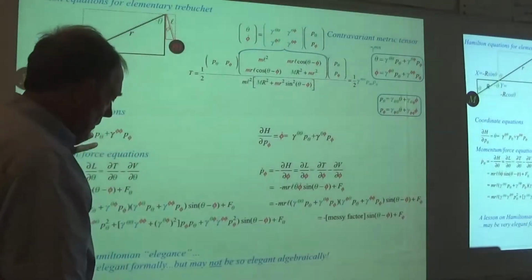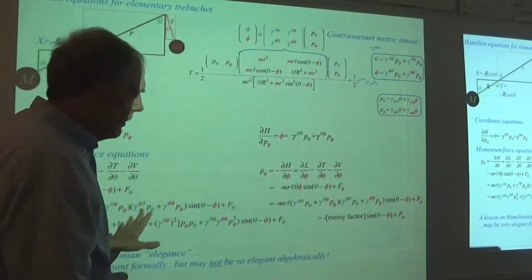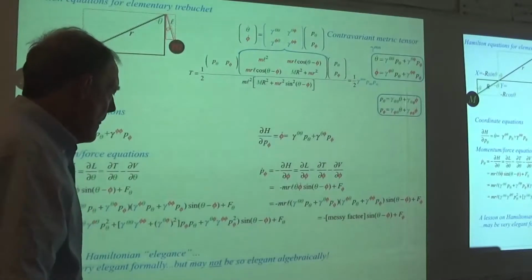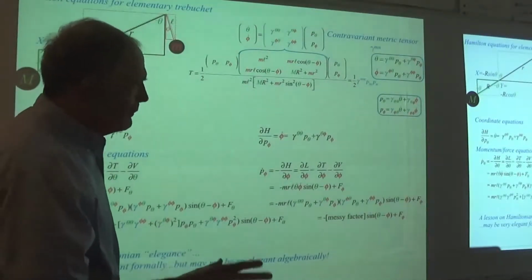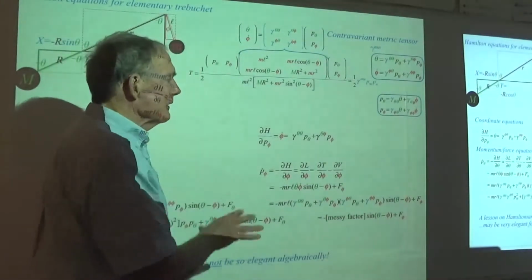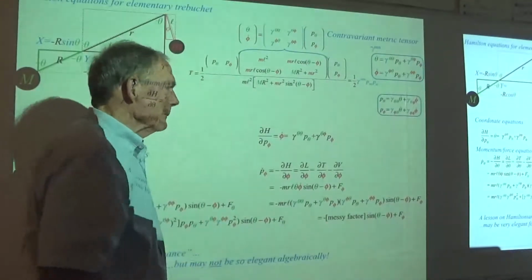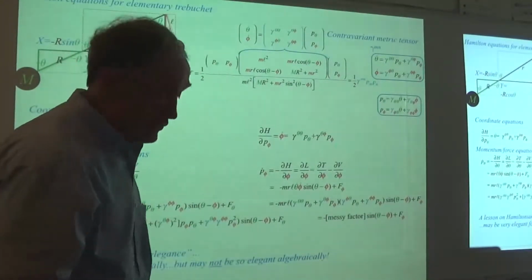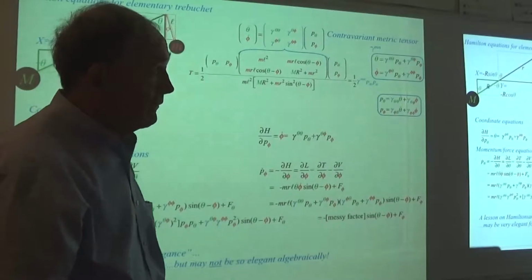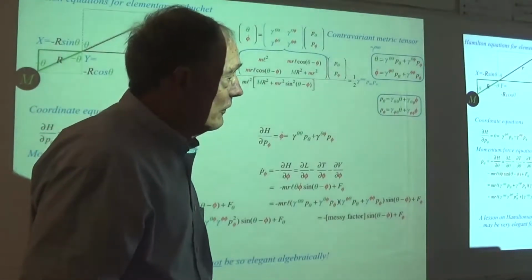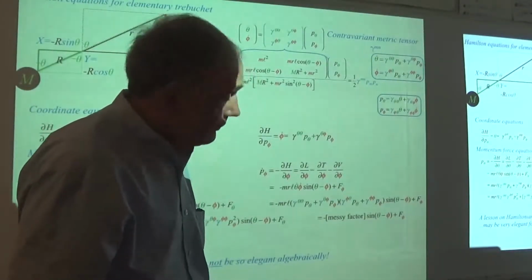Hamiltonian things may be very elegant formally, and I'm going to try to demonstrate a little bit of that, but I'll be shown to be a liar there too. If I say it's very elegant, it's only sort of elegant. Anyway, this is what happens just as far as the mathematics of this whole business.